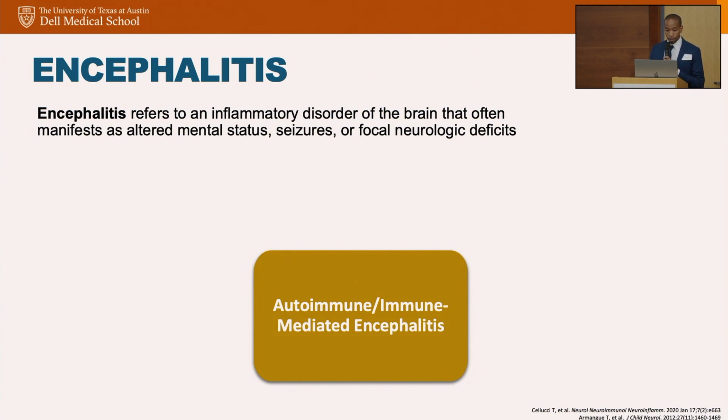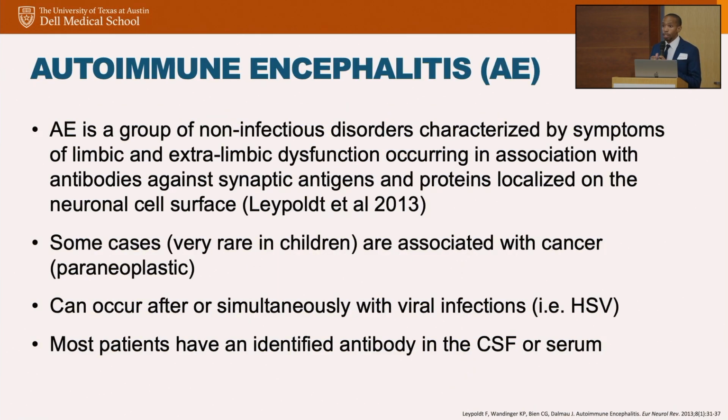Okay. So autoimmune encephalitis refers to, once again, non-infectious disorders that often manifest with both limbic and extralimbic dysfunction associated with neuronal antibodies. In some cases, it can be associated with malignancy, though this is very uncommon in children. It can occur after infection or concurrently with infection, and almost all cases have an identified antibody in the serum or CSF.